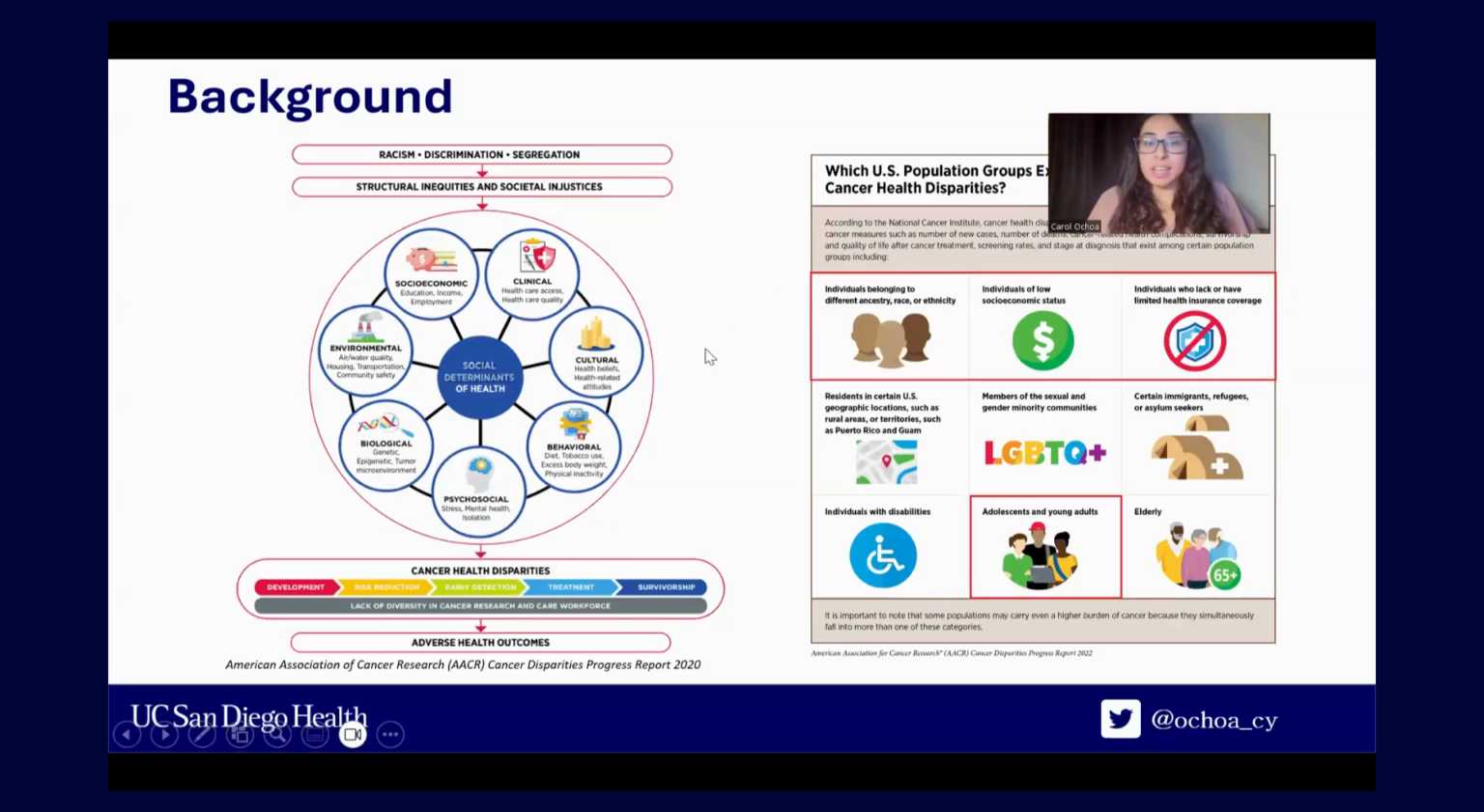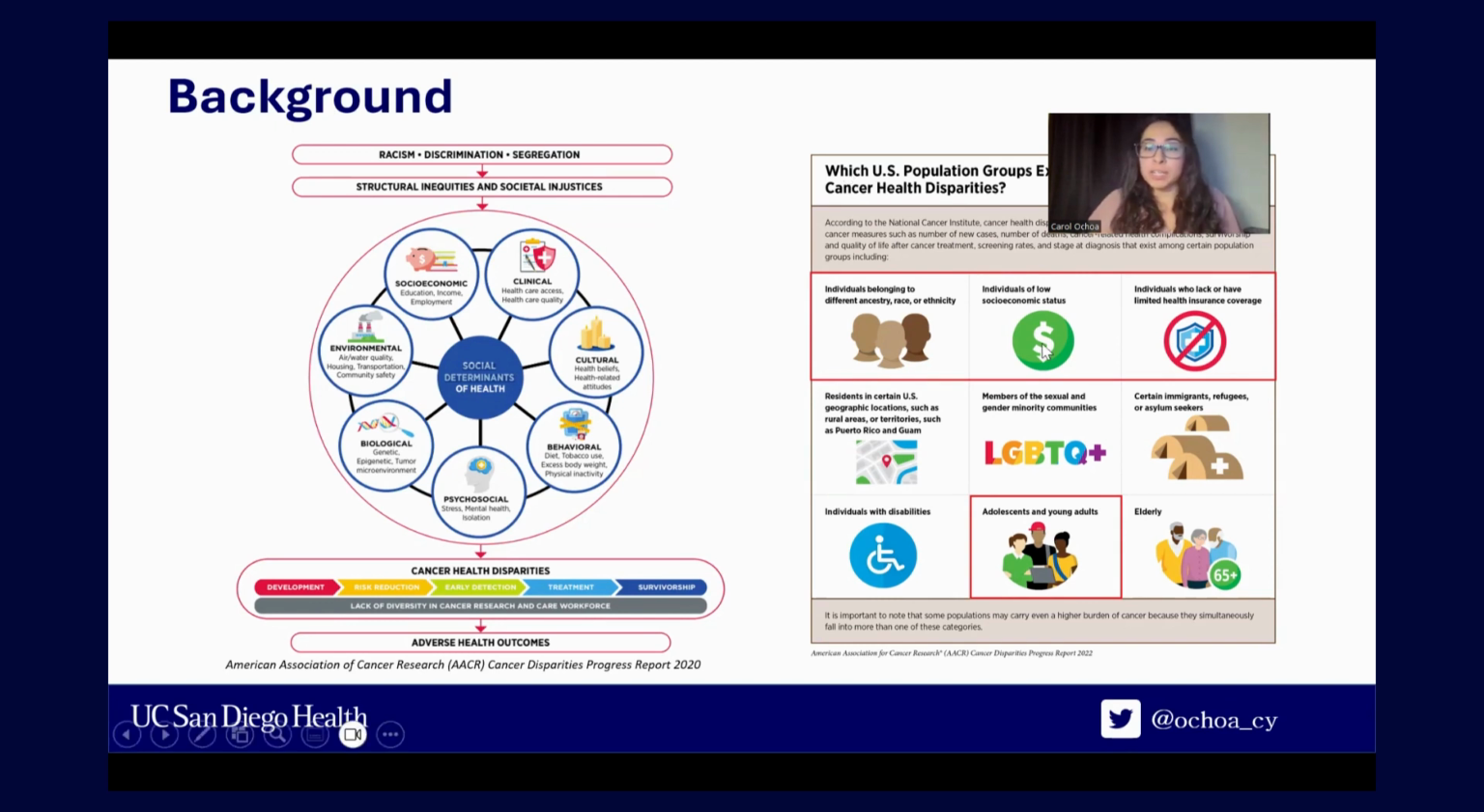To begin with, I want to discuss how there's been decades of research that has demonstrated that there's a variety of factors that contribute to cancer health disparities, but among the most profound ones that we know impact cancer disparities is social determinants of health, which are the conditions in which we are born, live, work, and age, and the healthcare system.